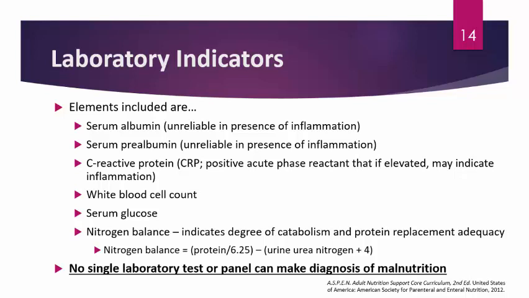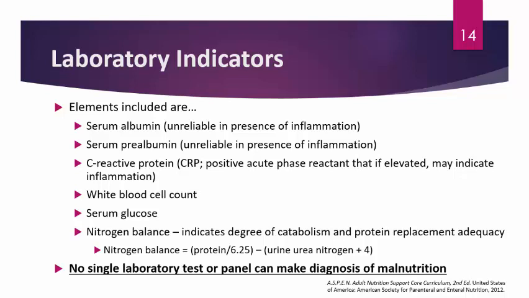Other things that we may look at include white blood cell count. If you have an elevated white blood cell count above 12,000, it might indicate a degree of inflammation. Same thing with serum glucose. If you have a serum glucose above 180 to above 200, it may indicate some degree of inflammation or some systemic inflammatory response.